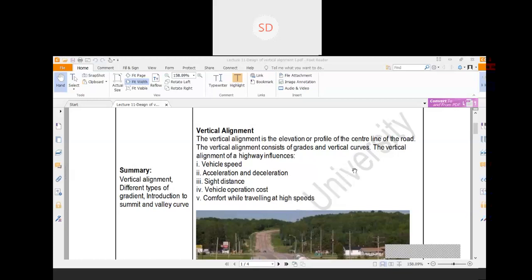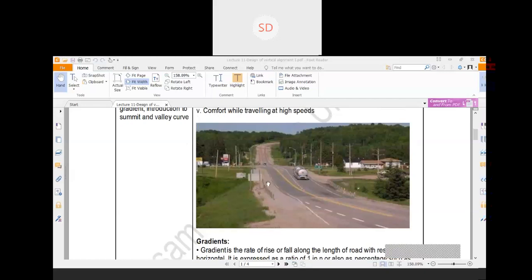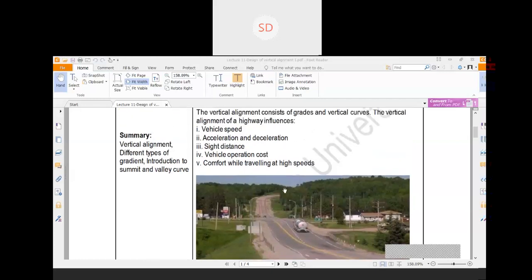That is the elevation of the road. For this reason, it is called vertical alignment. Now, the vertical alignment consists of grades and vertical curves. So, there are two types of things: one is grades, and another one is vertical curves. If you look at this picture, you can see the vertical profile of the road. There may be different undulations, ups and downs. That is what is called vertical alignment.